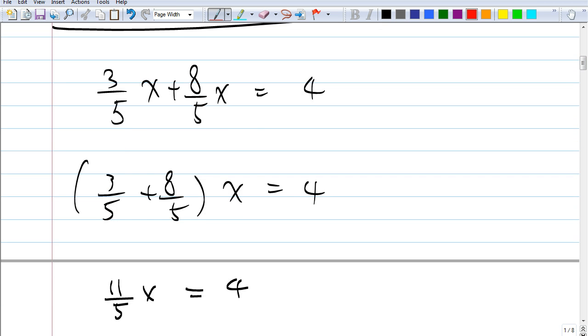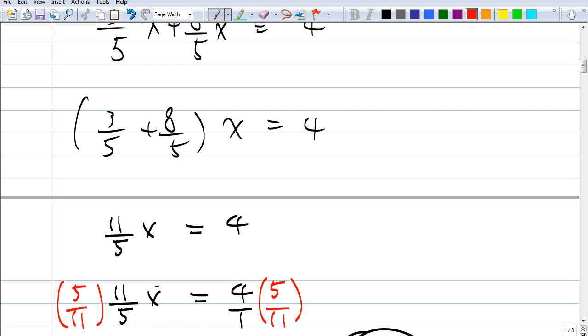Now, Paige, how do I get x by itself then in this case? Yeah, you multiply both sides by 5 over 11, which is the reciprocal of that coefficient, right? How do you get rid of 11 over 5 times x, right? So you multiply both sides by the reciprocal. And when you do this, what do we get here? How about Dana? On the left side, it becomes simply x. And on the right side, it becomes 20 over 11.